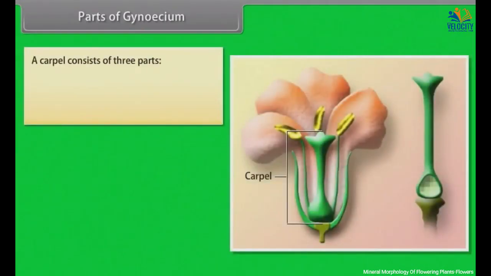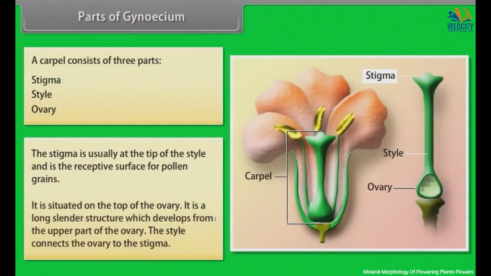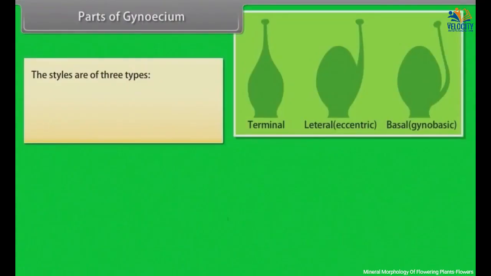Parts of gynoecium. A carpel consists of 3 parts: stigma, style, ovary. The stigma is usually at the tip of the style and is the receptive surface for pollen grains. It is situated on the top of the ovary. The style is a long, slender structure which develops from the upper part of the ovary. The style connects the ovary to the stigma. The styles are of 3 types: terminal or apical, lateral, gynobasic.